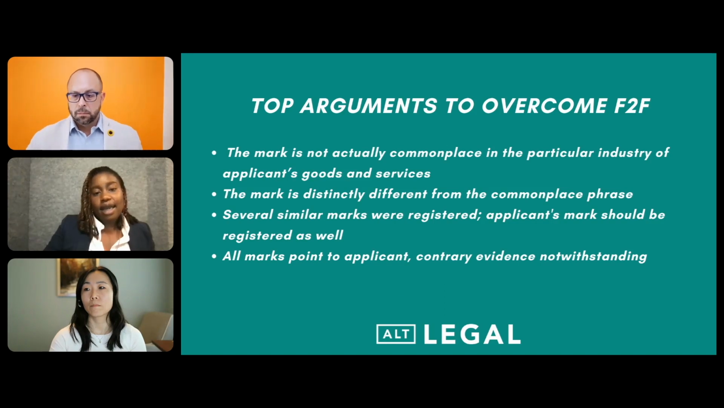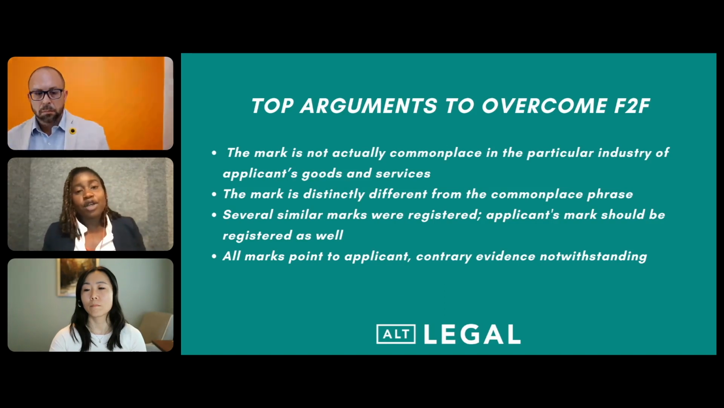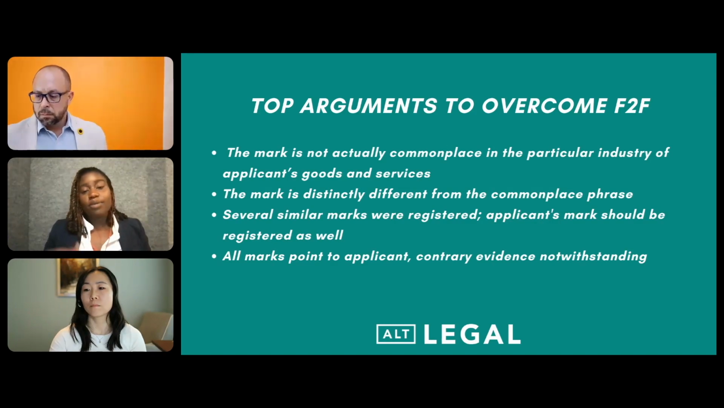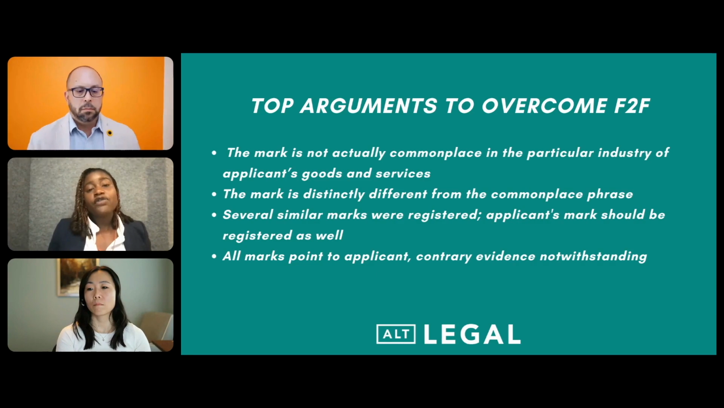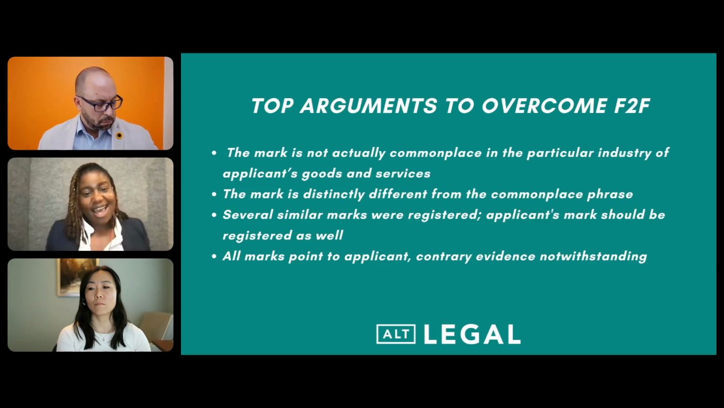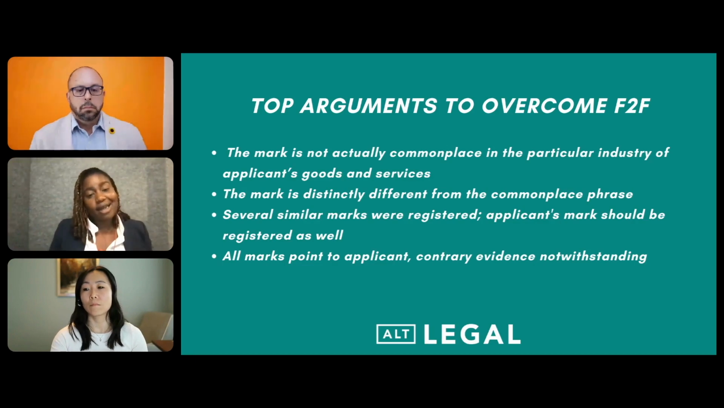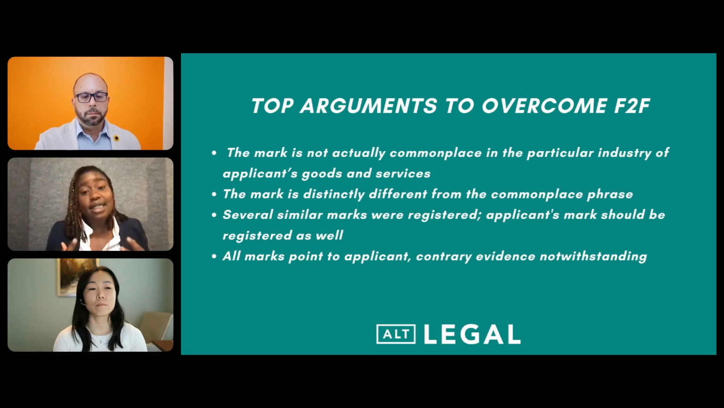So in my team's study of failure to function refusals, particularly the ones where applicants have successfully overcome such refusals, we saw four main successful arguments over and over again. And this presentation is really going to dig deep into them with examples. So the first argument is the "this is actually not that commonplace" argument. It's the argument that the mark is not actually commonplace in the particular industry of the applicant's goods and services. The second argument is that the mark is distinctly different from the phrase the USPTO deems commonplace.